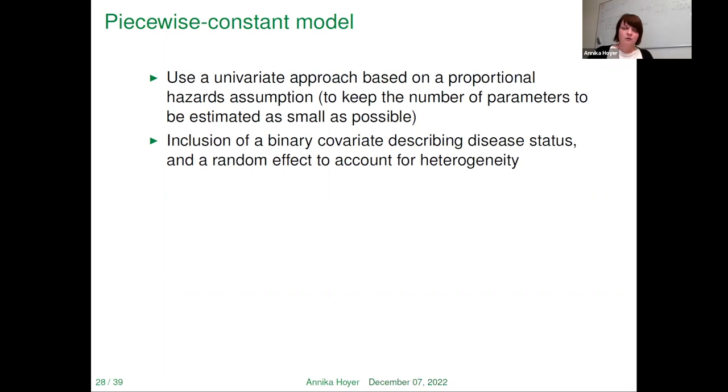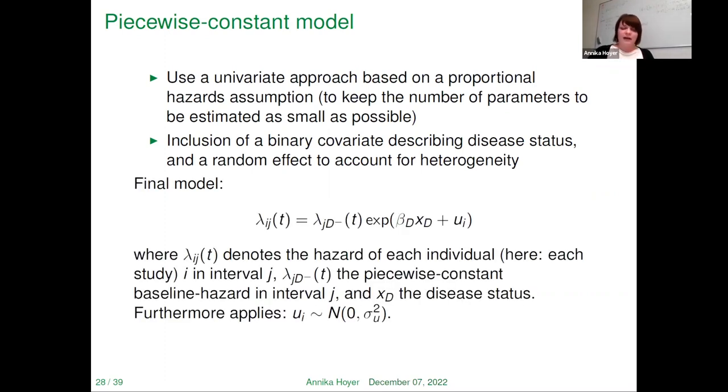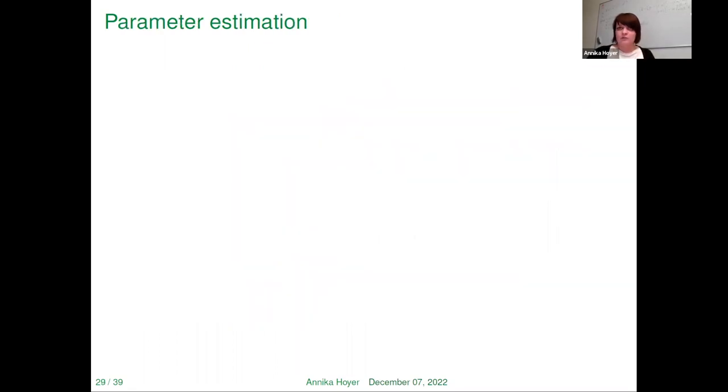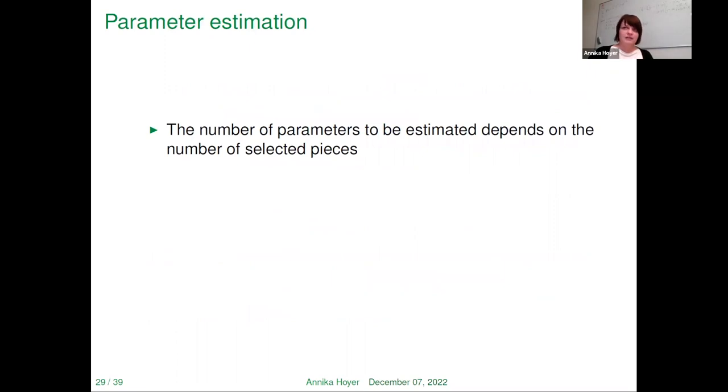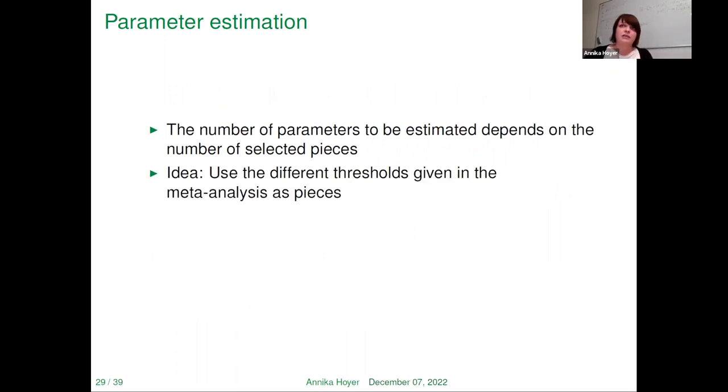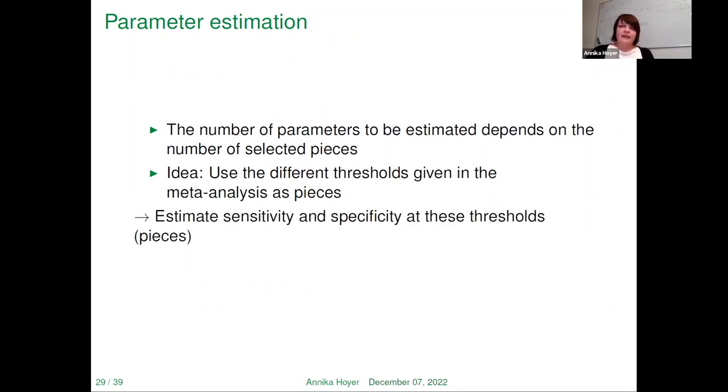We then include a binary covariate indicating whether someone is part of the diseased or non-diseased group. And then we arrive at our final model, which looks like a proportional hazard approach, but we have our baseline hazard function defined by a piecewise constant approach. The number of parameters to be estimated depends then on the number of selected pieces. And our idea was that we use the different thresholds given in the meta-analysis as pieces. And then we finally estimate sensitivity and specificity at these thresholds or at these pieces.